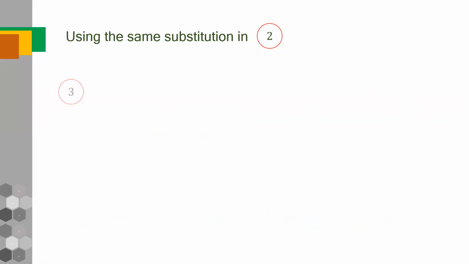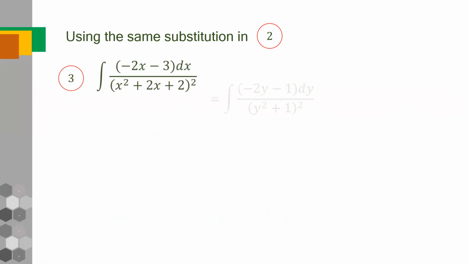We proceed to the third one. We just use the same substitution here as in 2. In 2, we used completing the square and did the substitutions. So we apply the same substitution. That is, for x, we apply y minus 1. For dx, this is replaced by dy. And the denominator will become y squared plus 1 quantity square.